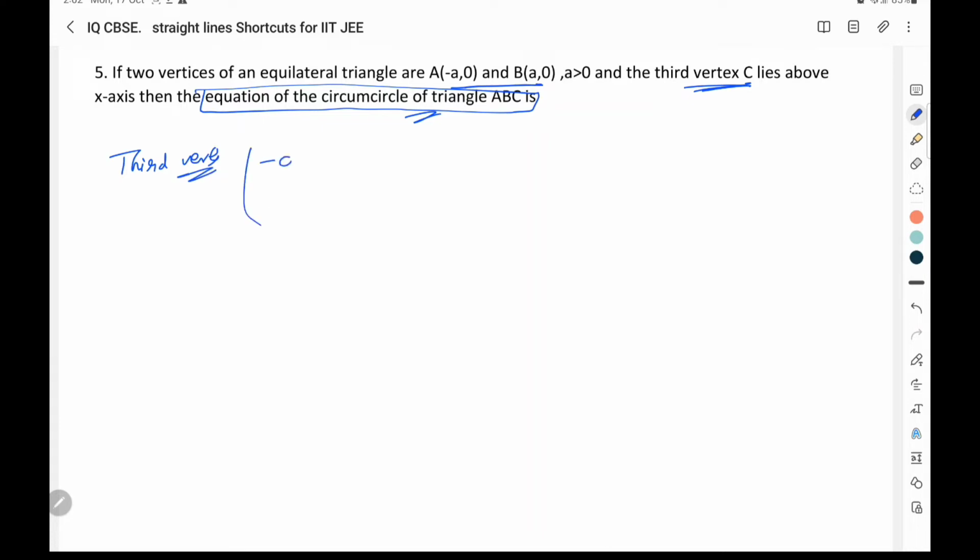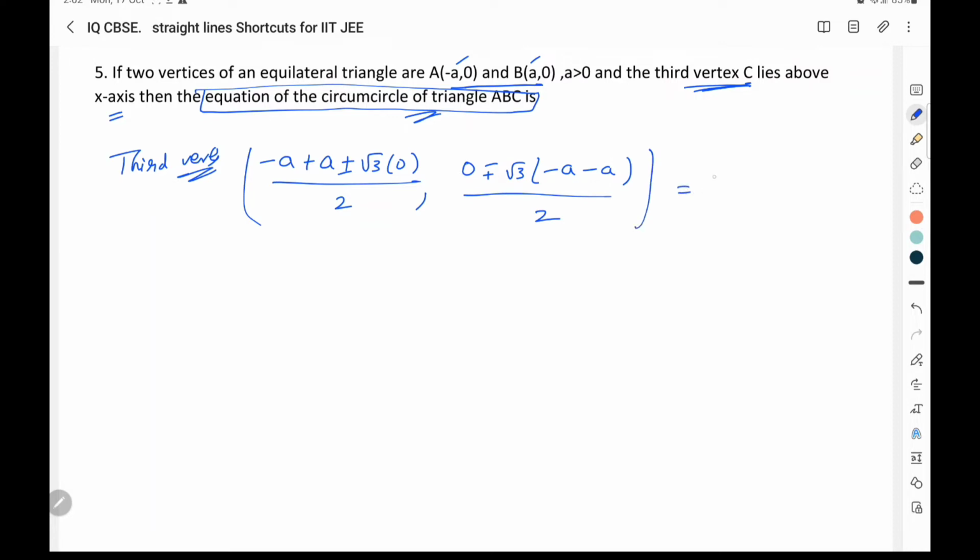The third vertex is (-a/2, 0) plus or minus root 3 times a/2. Since it is given that it lies above the x-axis, from this I can say it is (0, plus or minus root 3 a). In this question, I forgot to write these options here. It is given like 3x² + 3y² - 2 root 3 ay = 3a².